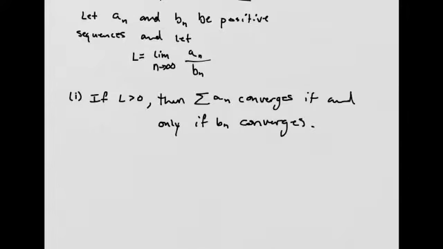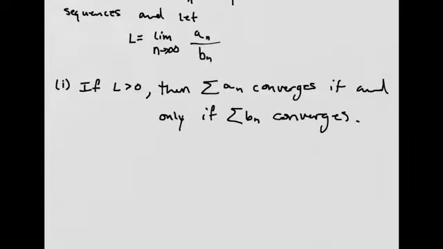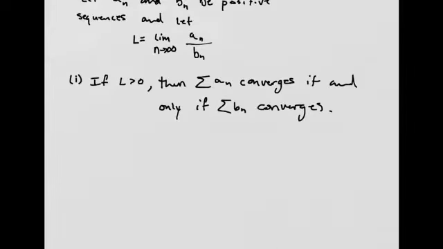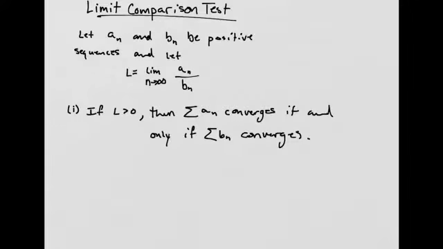So here's the first one. If this limit is anything that's bigger than 0, then the series involving a sub n converges if and only if b sub n converges. So the way that I think about number 1 is that the series just do the same thing. That's what the if and only if means. It means if b converges, I'm just going to call it b. If b converges, then a converges as well. Or you could do it the other way around.